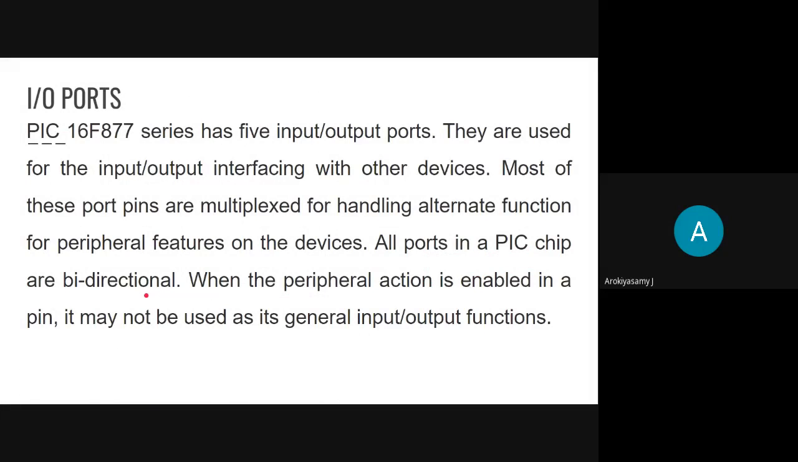When the peripheral action is enabled in a pin, it may not be used for its general input-output function. Suppose we are using an analog to digital converter channel. That means port A may not be available. Only one functionality is available. Either you can use the 6 pins as ADC, or you can use them as port A bits. Simultaneously, you cannot use them for both functions.